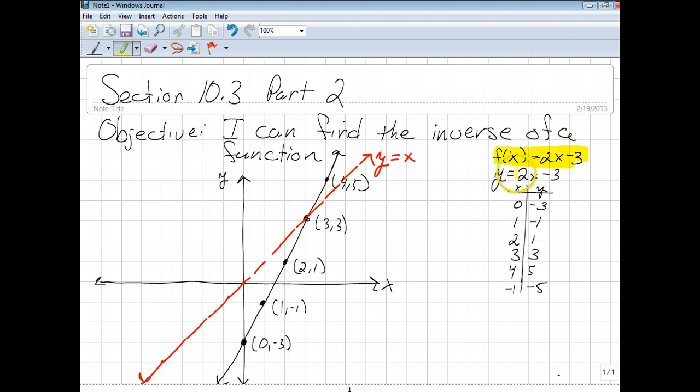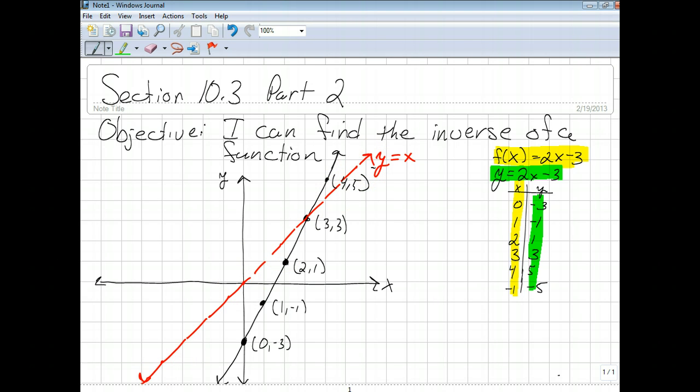What I've done is an xy chart where I've picked values for x, plugged them into the graphing form of the function, and found the y value that goes with it. Then I've plotted that function. Notice I have the points (0, -3), (1, -1), (2, 1), (3, 3), and (4, 5). I have also put in the line y equals x, which is this red line here.